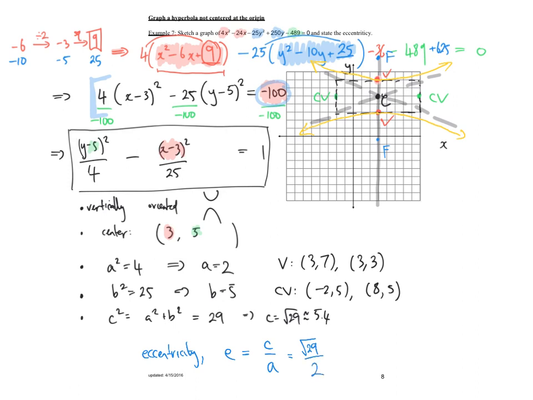For completeness sake, let's write the coordinates of our foci. So I know I started at the center 3, 5. I travelled root 29 up vertically to get one focus. For the other focus, I fell down by root 29.